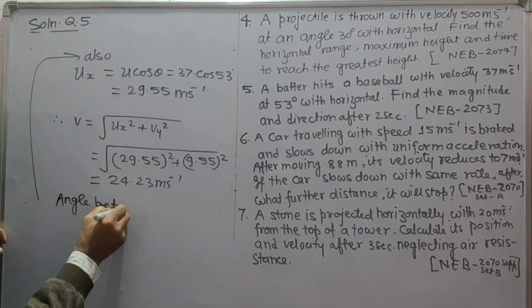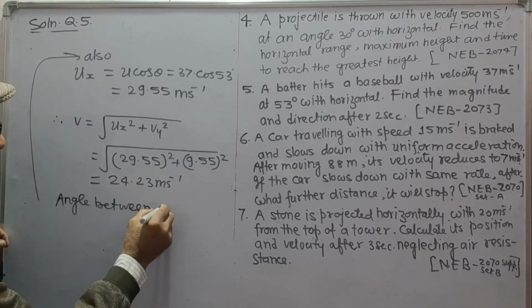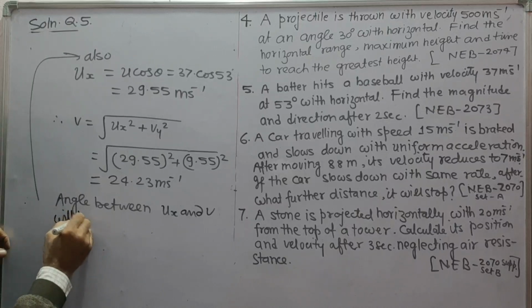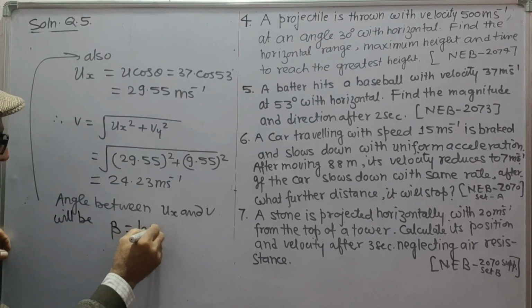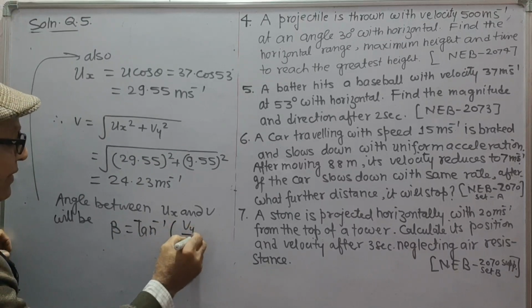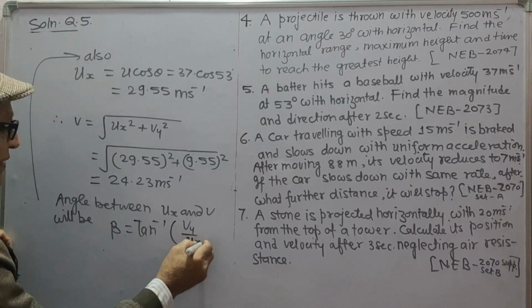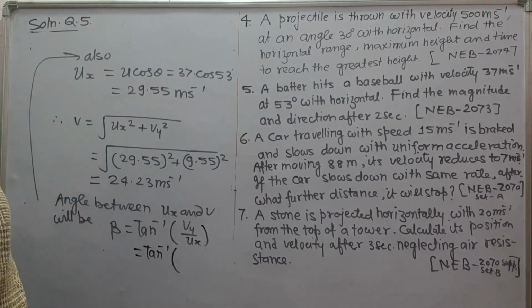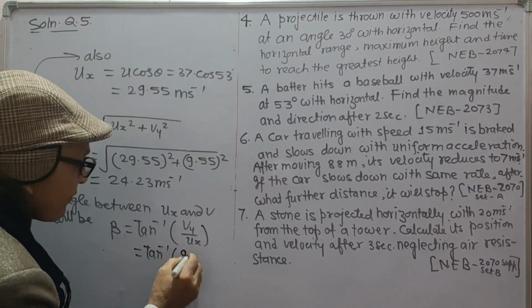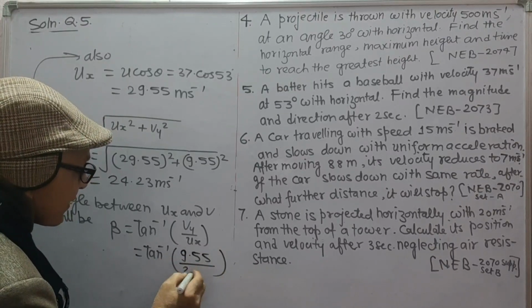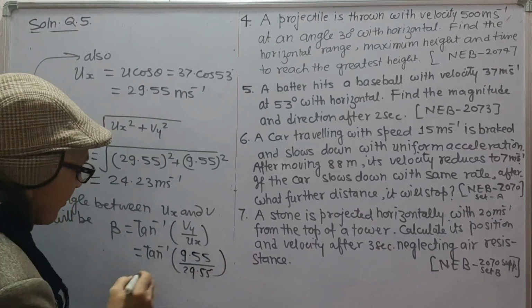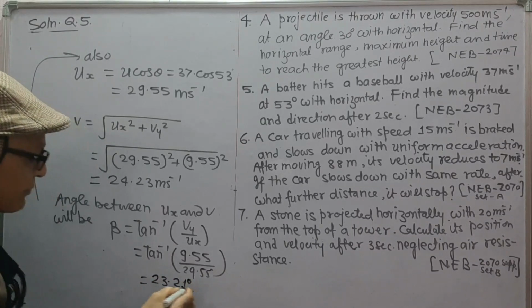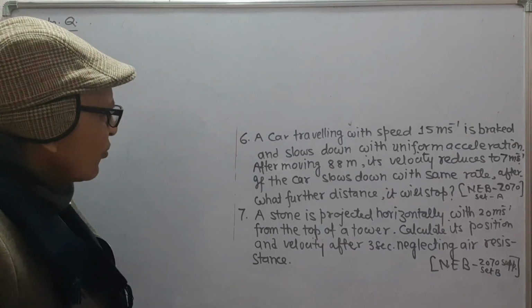Angle between ux and v will be given by tan inverse of vy upon ux, tan inverse 9.55 upon 29.55, which gives 23.21 degree.